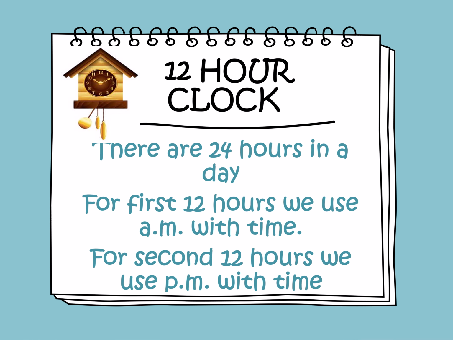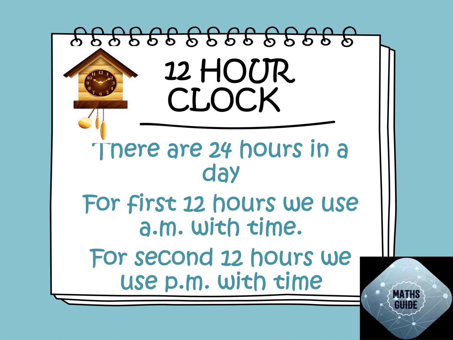There are 24 hours in the day, and the 24-hour clock divides into two halves. For the first 12 hours we use AM with the time, and for the second 12 hours we use PM with the time. The time from 12 midnight to 12 noon shows AM, and from noon to midnight we use PM. This is how 24 hours are covered in a 12-hour clock.